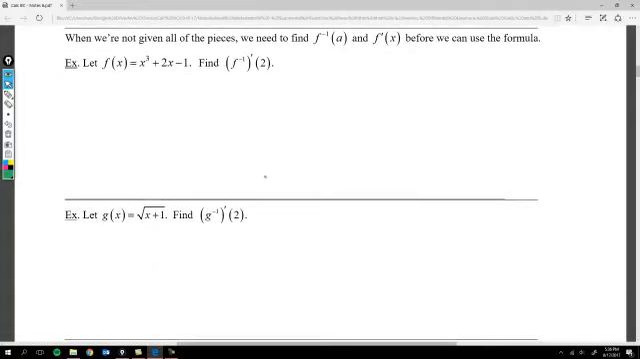Sometimes we don't have everything, and we need to figure out what we need. So they want us to find f inverse prime of 2. What this tells me is I have some point, and 2 is the y value, because that's what I'm plugging into my inverse. So I need to know the x value. I do not know the x value, so let's find it. Let's plug 2 in for y, and we have to solve for x.